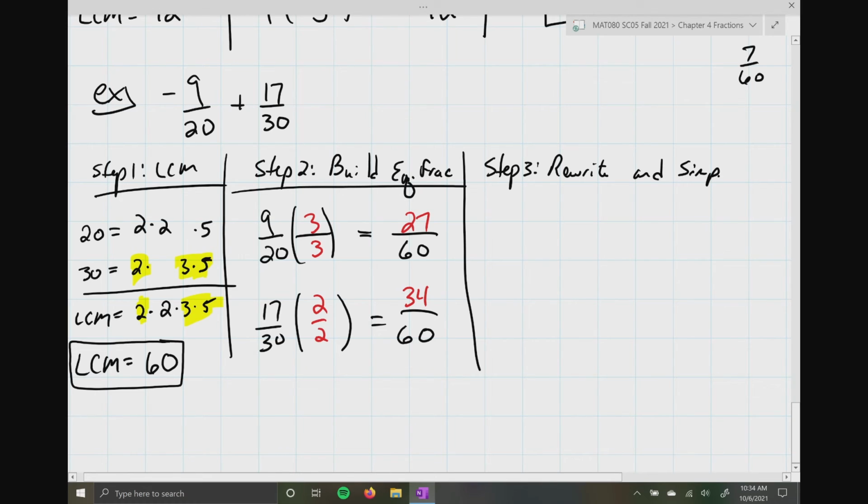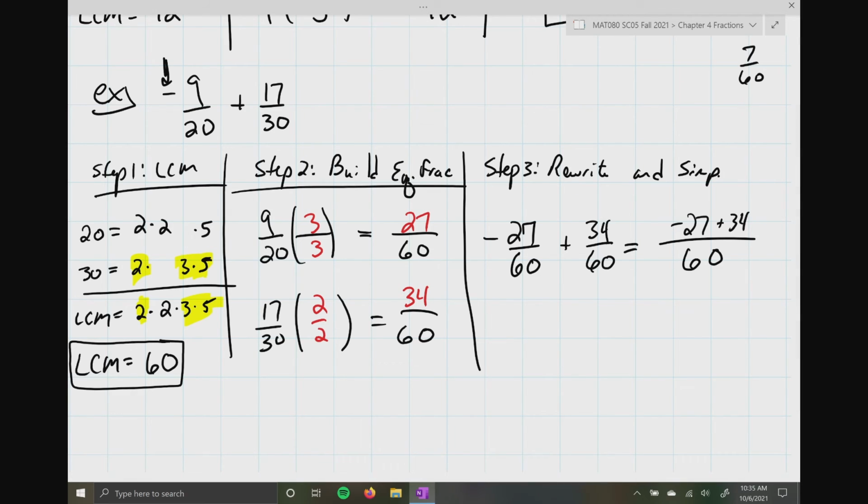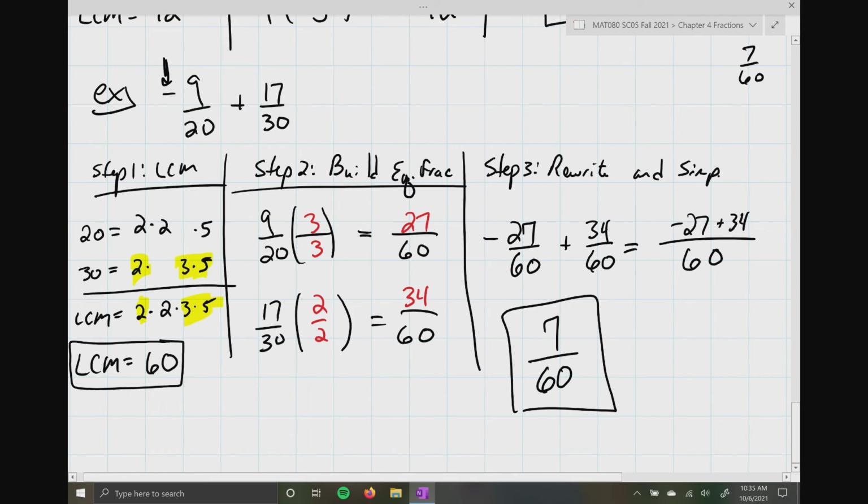So my last step, step 3, is rewrite and simplify if necessary. So this is going to be negative 27/60, because remember, at the very beginning of the problem, that 9/20 was negative. So it's negative 27/60 plus 34/60. Denominators are the same, so I'm just going to write it out as one big numerator with 60 as my denominator. And then negative 27 plus 34 is definitely positive 7/60. Now that 7 is a prime number, so I know it can't be broken down any further. So 7/60 is my answer. How are we looking?